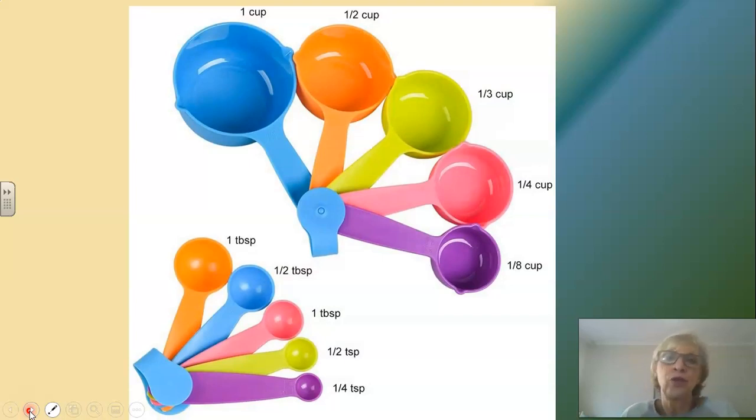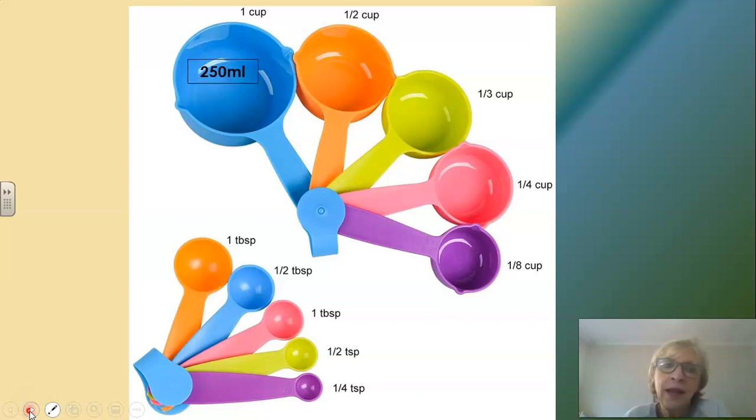And now I know that your parents have got cups and spoons like this. I do. And we use these standard units of measurement when we are baking or making something so that we get our measurement right. You can't have too much salt or too much sugar, or not enough salt and not enough sugar. So let's have a quick look at this.